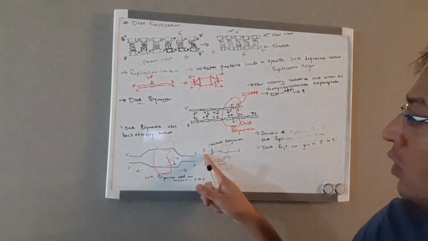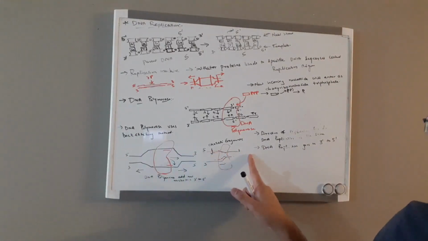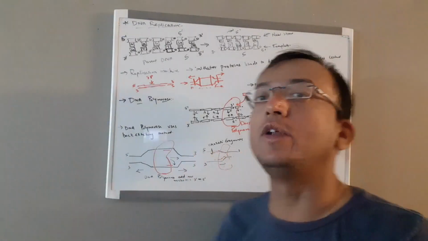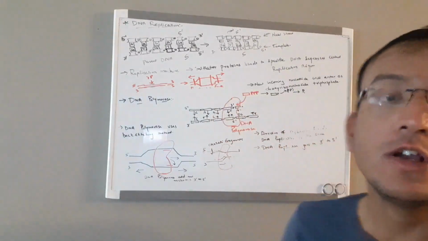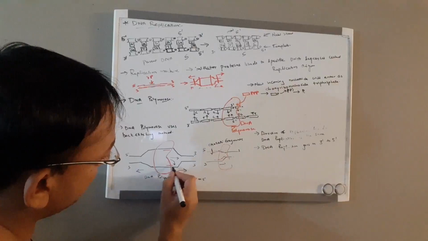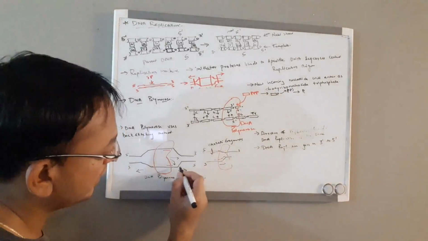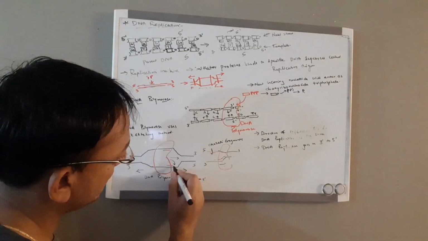So this is how, on this 5 to 3 side, the new DNA strand is made. And this strand that is going here is called the leading strand.